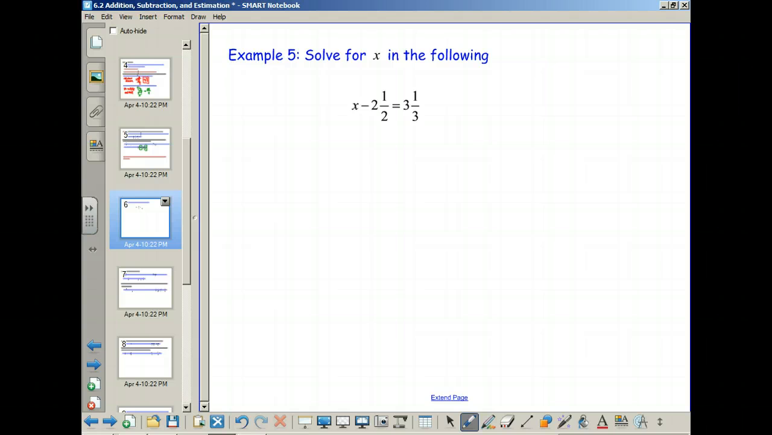All right, so I'm going to show you how this works when we are actually working a problem. So our goal in this problem is to solve for x, right? So one of the things we need to do is we need to get that 2 1/2 away from the x. And how do you do that? By adding. So what do you add? 2 1/2. Why is it that you want to add 2 1/2?